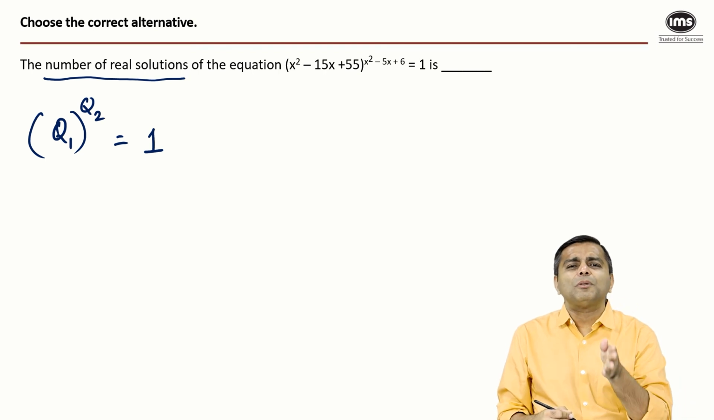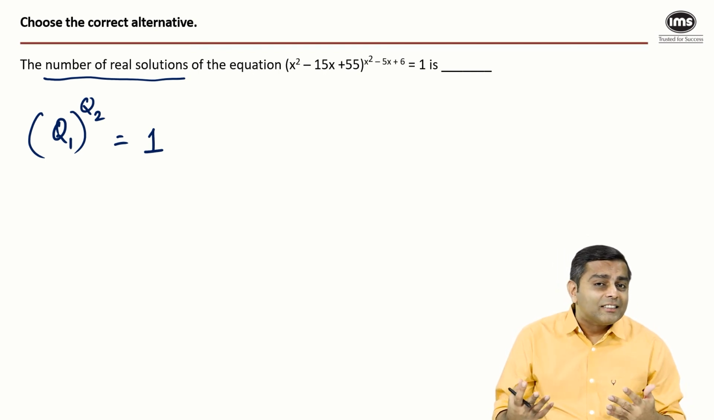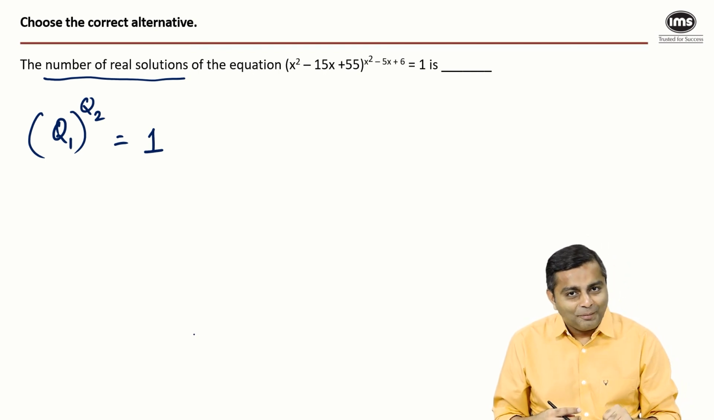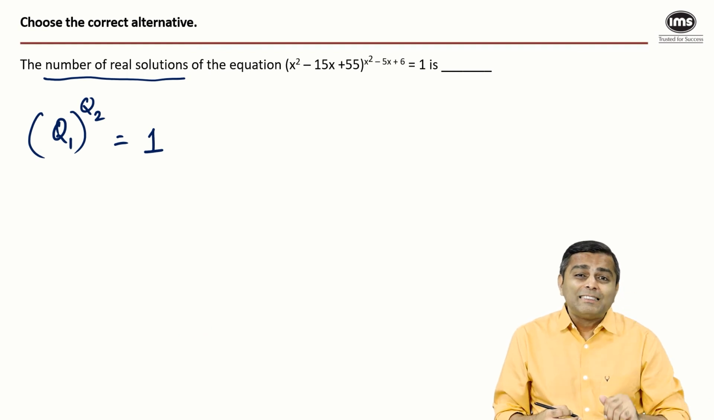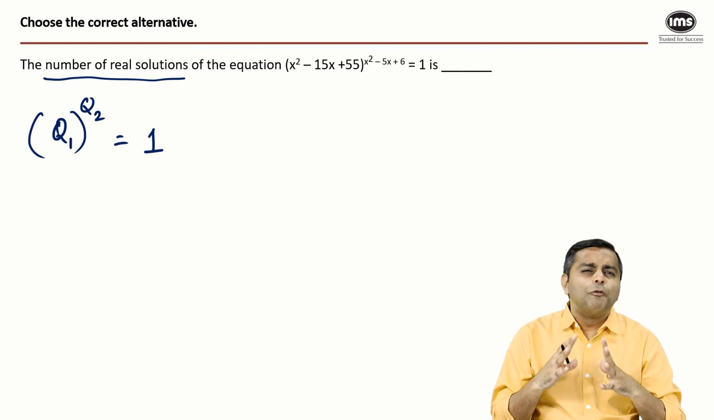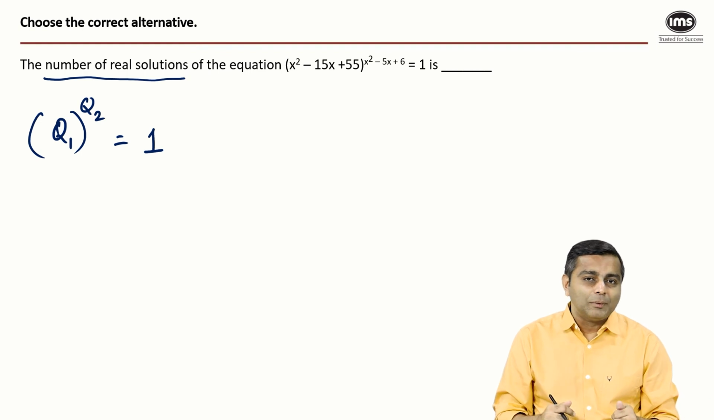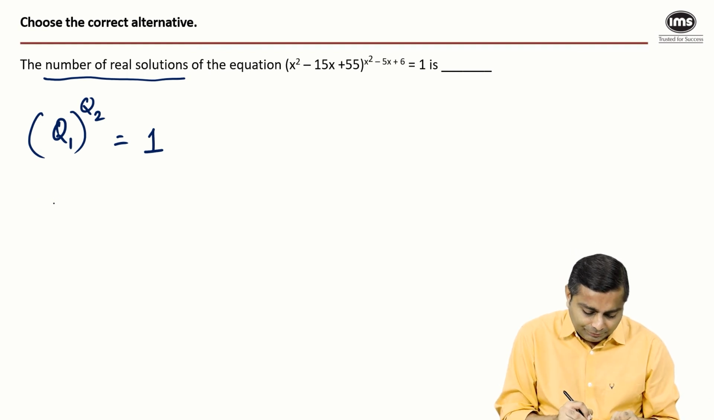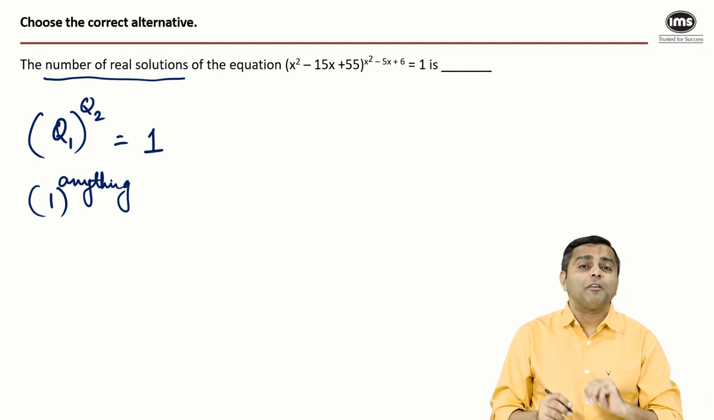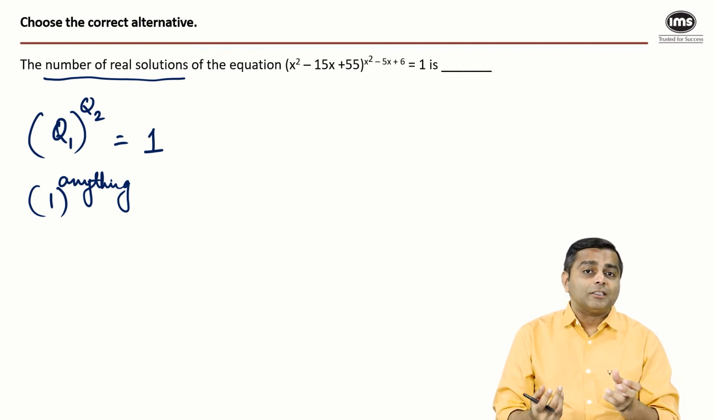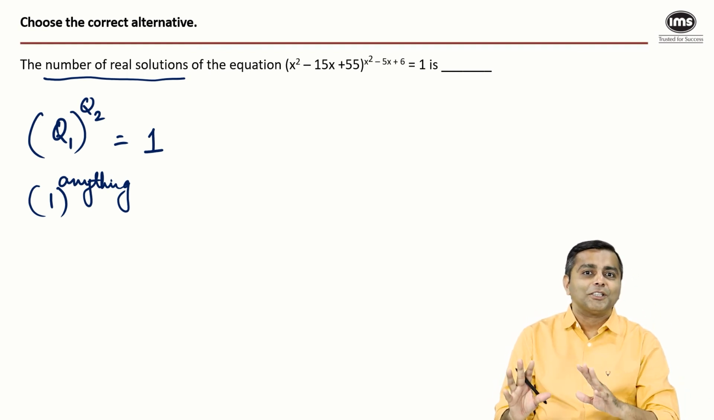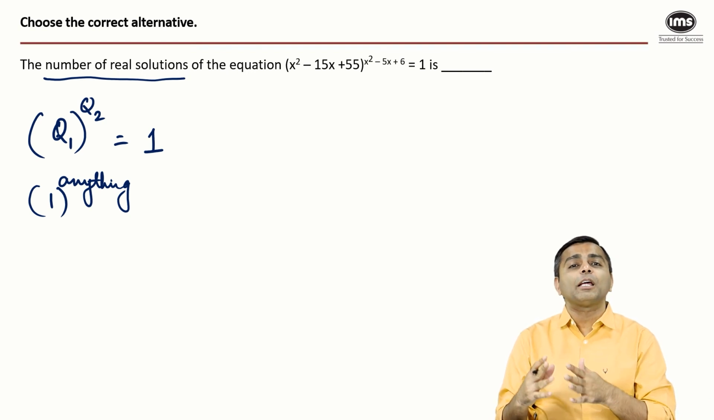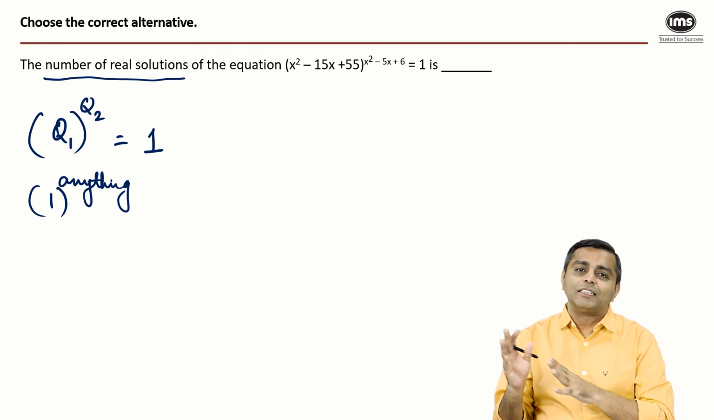So something raised to something is 1. When is that possible? That's all that we have to think. There are exactly 3 possibilities here. Basically, 1 raised to anything is going to be 1. It doesn't matter what the power is. The base quadratic equation should be equated to 1. If the base is 1, we don't care what the power is, the answer is going to be 1.